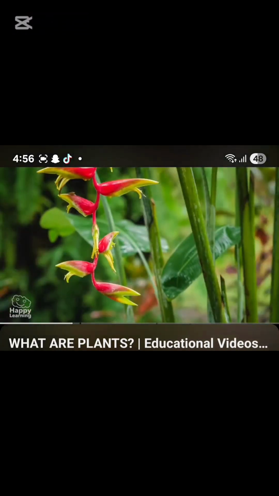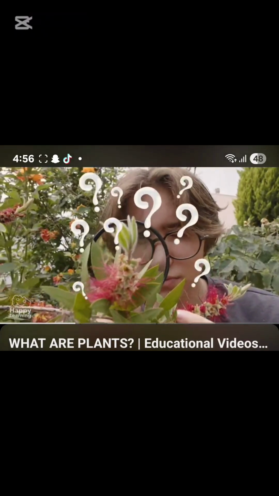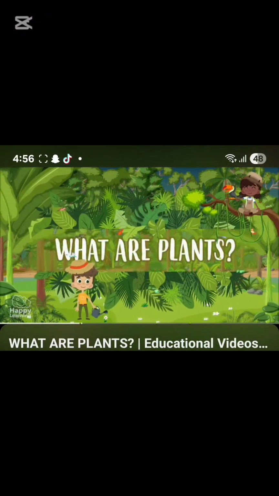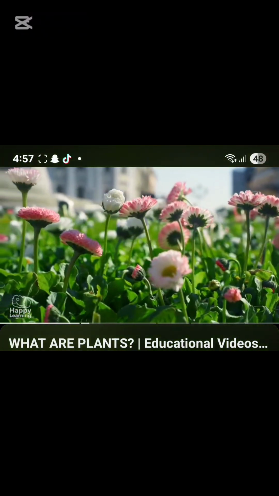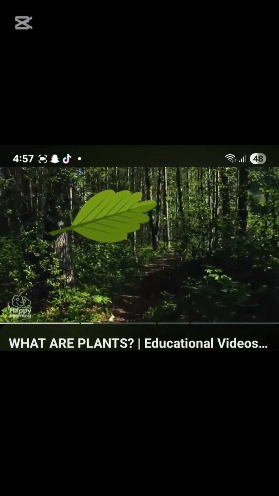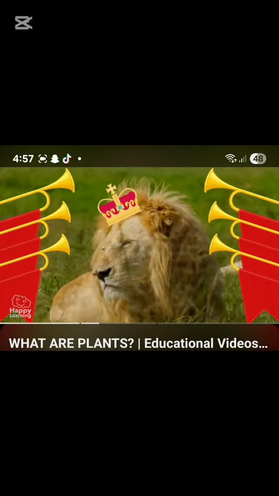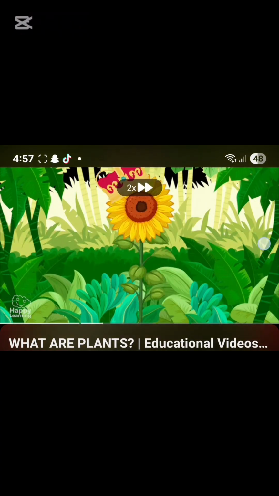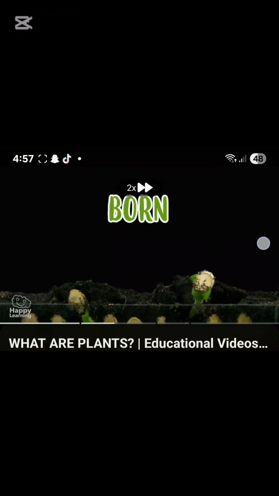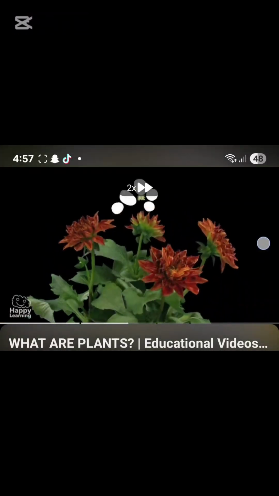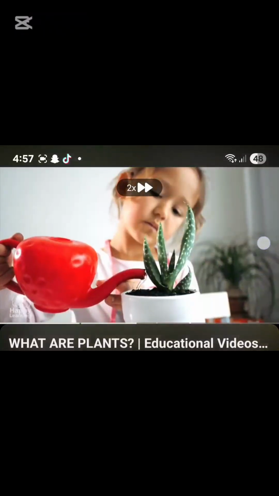There are so many types of plants, but do you know exactly what a plant is? Plants are living beings that belong to the plant kingdom. You know, there's an animal kingdom and a plant kingdom. We say that plants are living because they are born, grow, reproduce, and also die.